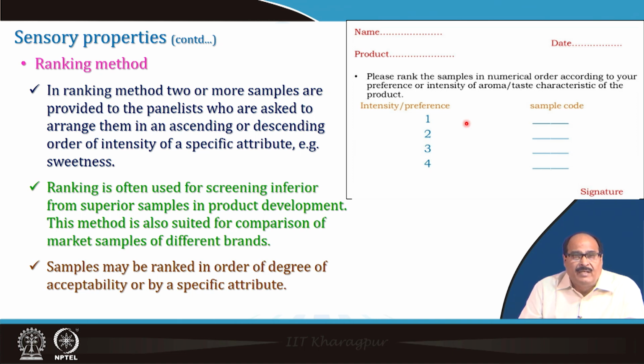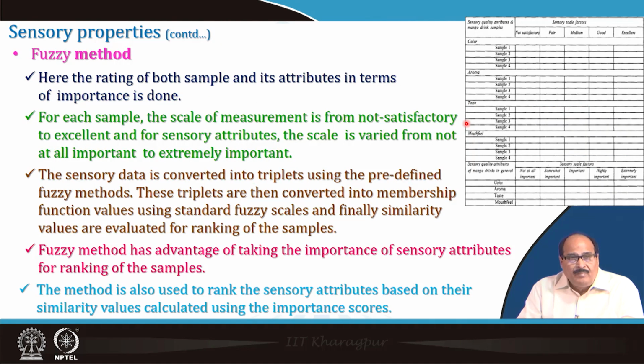In the ranking method, 2 or more samples are provided to the panelists, who are asked to arrange them in ascending or descending order of intensity of a specific attribute. Ranking is often used for screening inferior from superior samples in product development, and this method is also suited for comparison of market samples of different brands. Samples may be ranked in order of the degree of acceptability or by specific attributes. Then the fuzzy method, where the rating of both the sample and its attributes in terms of importance is done.